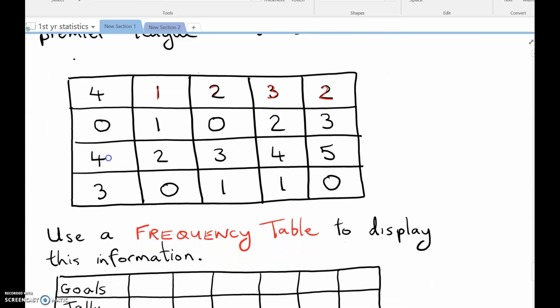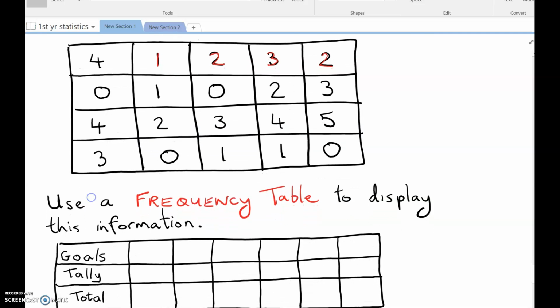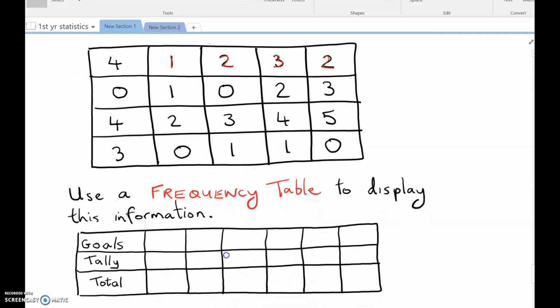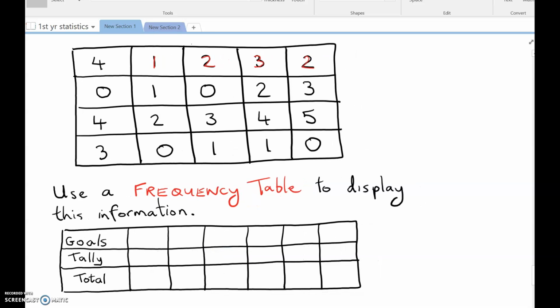Well, we have to use a frequency table to display this information, to display it in a clearer way. So we have to fill in the different amounts of goals that were scored in the 20 games. Obviously the lowest number I can see here is 0. So I'm going to start off with 0. And then it goes up. There's some games that had 1 goal scored. There were some games that had 2 goals scored. There were other games that had 3 goals, 4 goals.